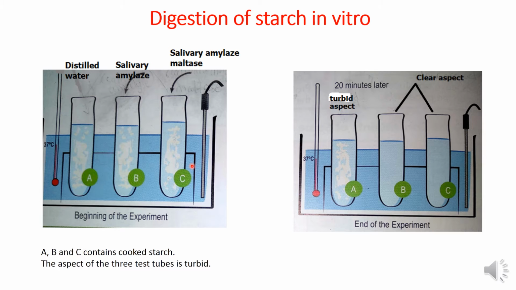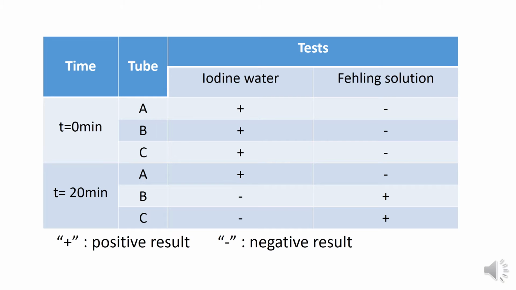The aspect of the 3 test tubes is turbid at the beginning of the experiment. After 20 minutes, the aspect of tube A is turbid, while the aspect of tubes B and C is clear. Results of the experiment.